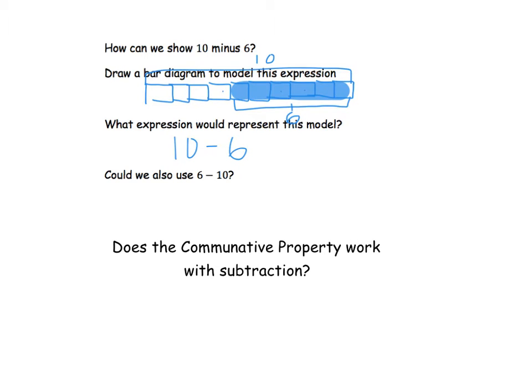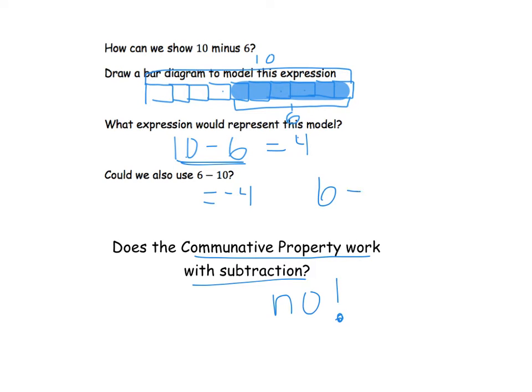Could we also use 6 minus 10? Could we change the order? Think about that. Does 10 minus 6 mean the same thing as 6 minus 10? No, it doesn't, because 6 minus 10 does not equal the same quantity. 10 minus 6 equals 4, whereas 6 minus 10, and some of you know how to add and subtract positive and negative numbers already, actually equals negative 4. So does the commutative property work with subtraction? No. The only way it does, and you will learn more about changing subtraction to addition coming up, is if we change that subtraction to adding the opposite. Once it's addition, then the commutative property would work. But we can't just switch orders if it's subtraction.